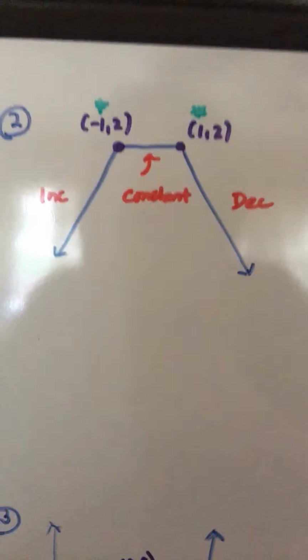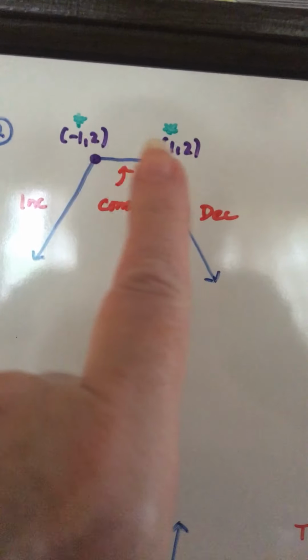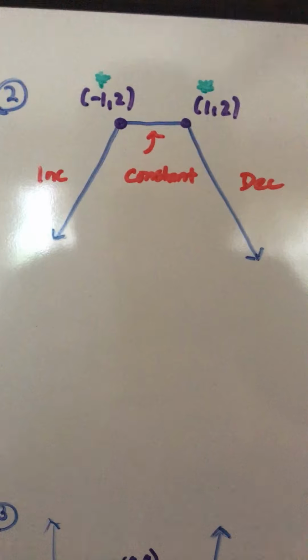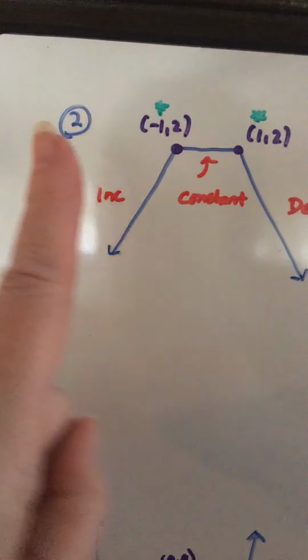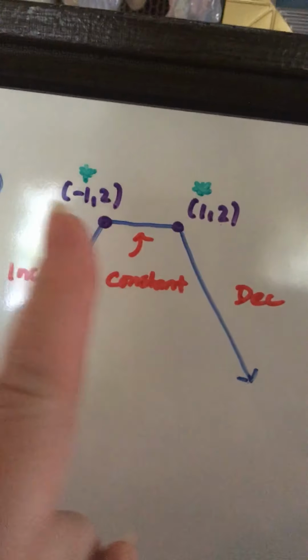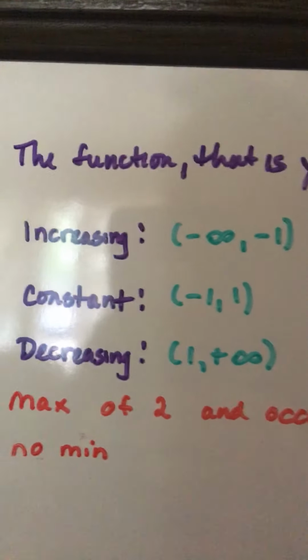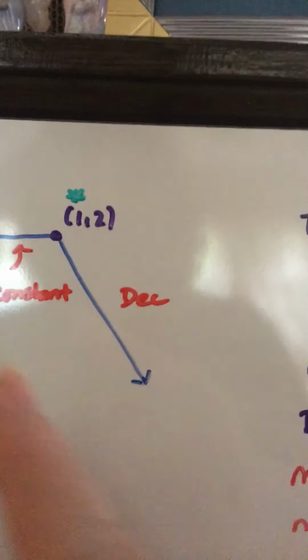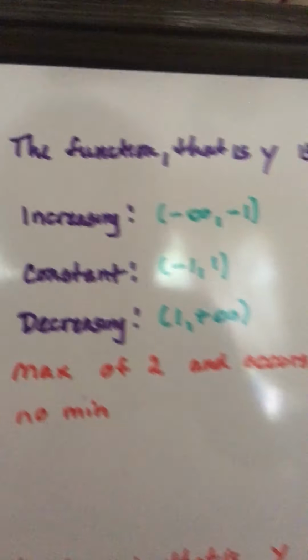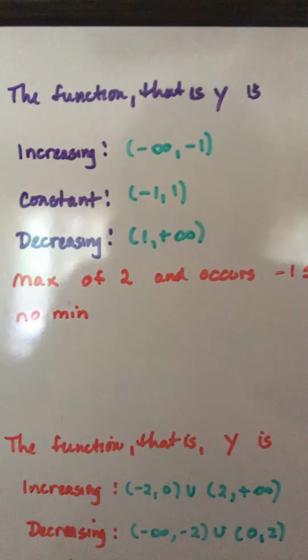In example 2, you see it increases. Now it's constant, and then it decreases. So when is it increasing? Well, it's increasing as x moves from left to right. So x is negative infinity to negative 1. It's increasing. What happens between negative 1 and 1? It doesn't change. So between negative 1 and 1, it's constant. What happens starting at 1 as I move to the right? It's going down. So from 1 to positive infinity, it's decreasing.